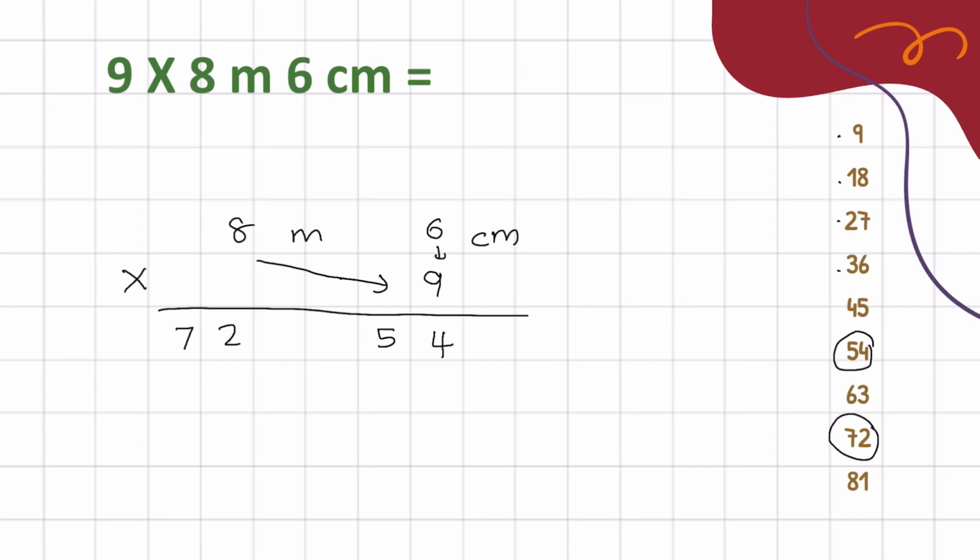We're not done yet because we need to bring down meter and centimeter. So as you can see again, for this centimeter, it's not more than 100. So we don't need to minus or convert it into meter. That means 9 times 8 meter and 6 centimeter is equals to 72 meter and 54 centimeter.